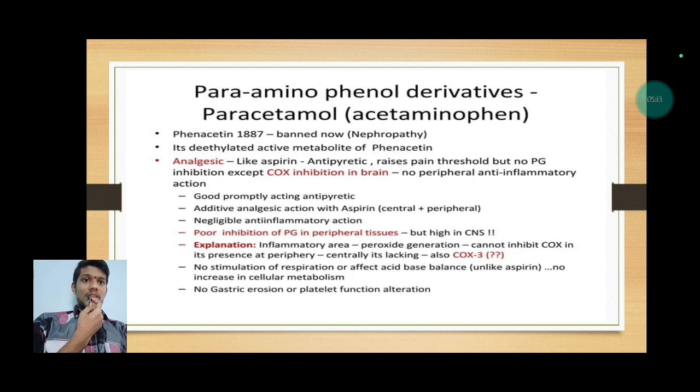Paracetamol was first introduced in 1887 as phenacetin, which is banned now because of nephropathies. It is the deacetylated active metabolite of phenacetin, and it is analgesic like aspirin, antipyretic, and raises the pain threshold, but there is no prostaglandin inhibition except COX inhibition in the brain. Here notice that there is no peripheral anti-inflammatory action, but it has COX inhibition in the brain.